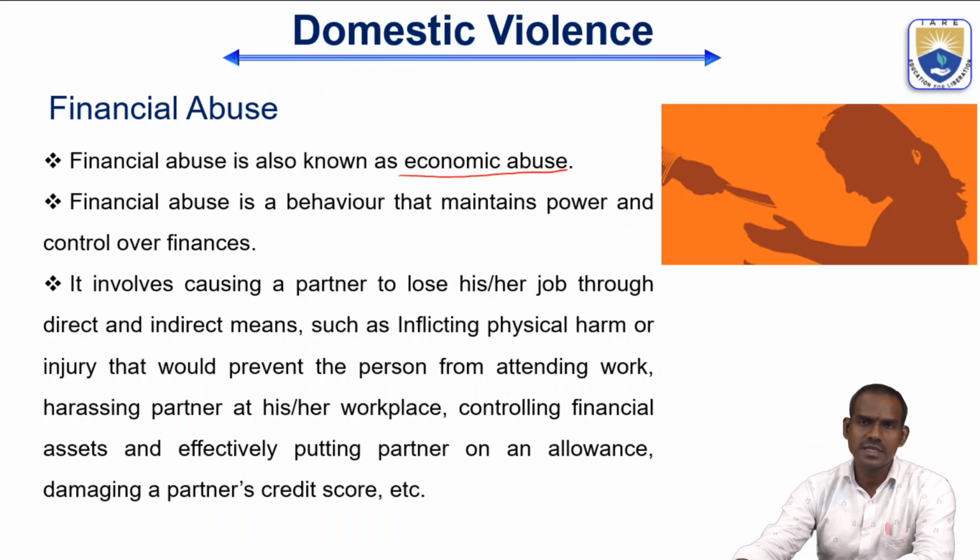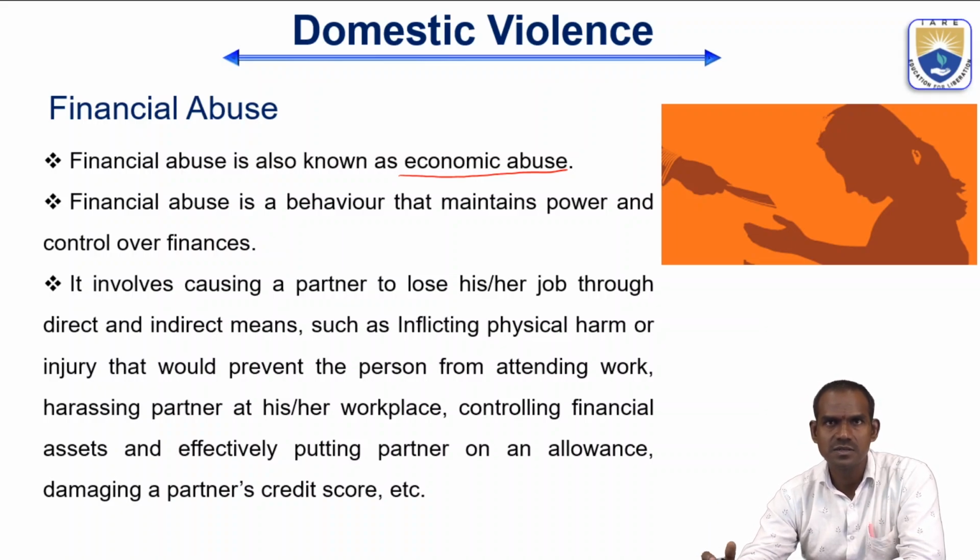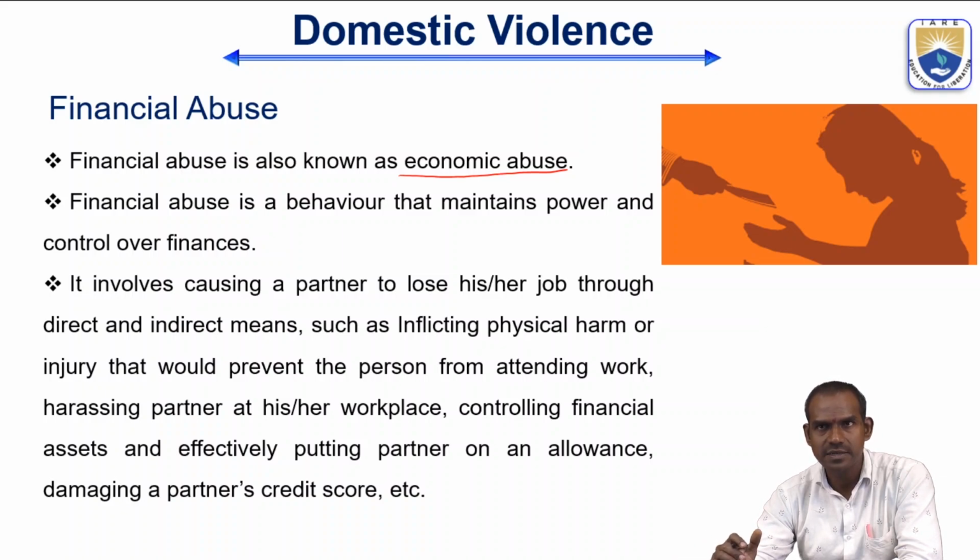So what is another name for financial abuse and what activities does it include? First, it is also called economic abuse, and the activities involved are maintaining power and control over the finances of others. In case of domestic violence, others will be intimate partners. It involves causing a partner to lose his or her job through direct or indirect means, by physically harming or injuring the person so that he cannot attend the particular work, and as a result he will not get the payment, so he will become down economically. So it is a part of financial abuse.